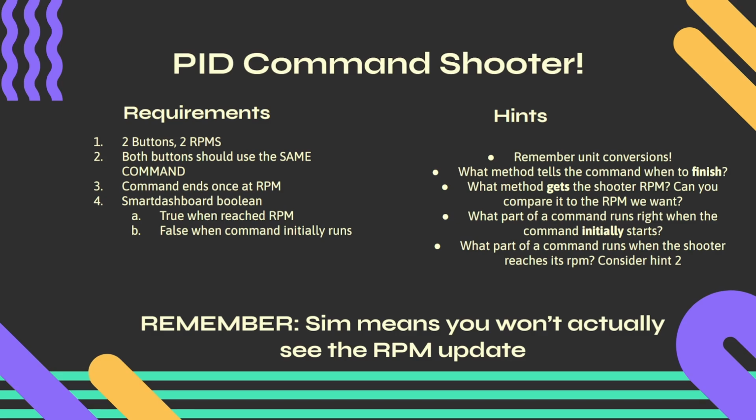Now, that's kind of a lot, so here's some hints. First of all, remember your unit conversions. Remember that the native units of your motors is in revolutions per second, so make sure that you have that conversion somewhere in your code working correctly.